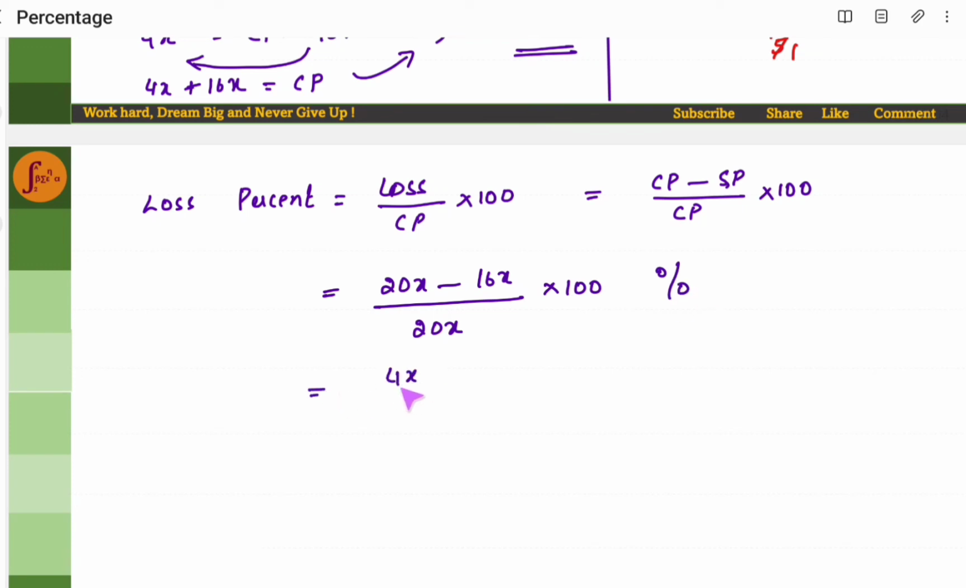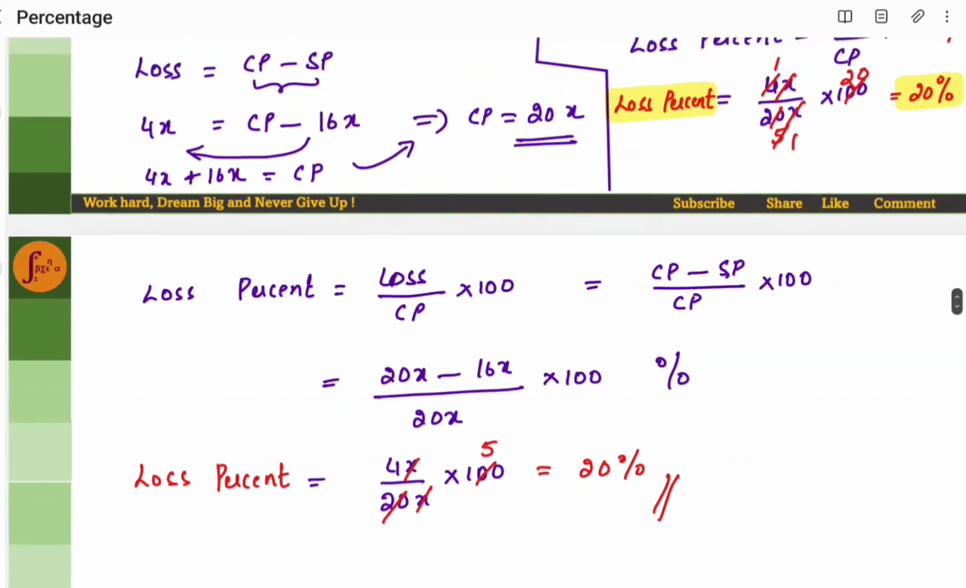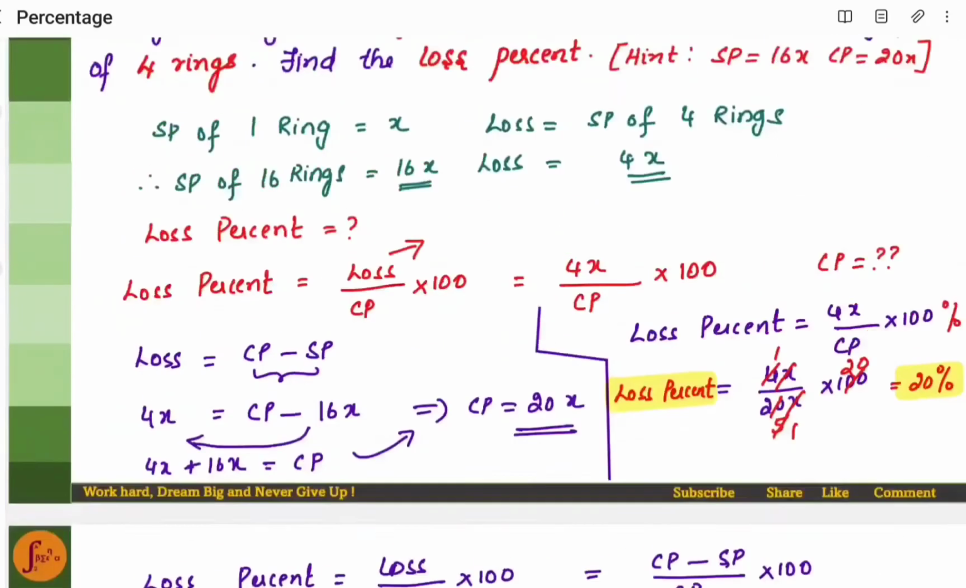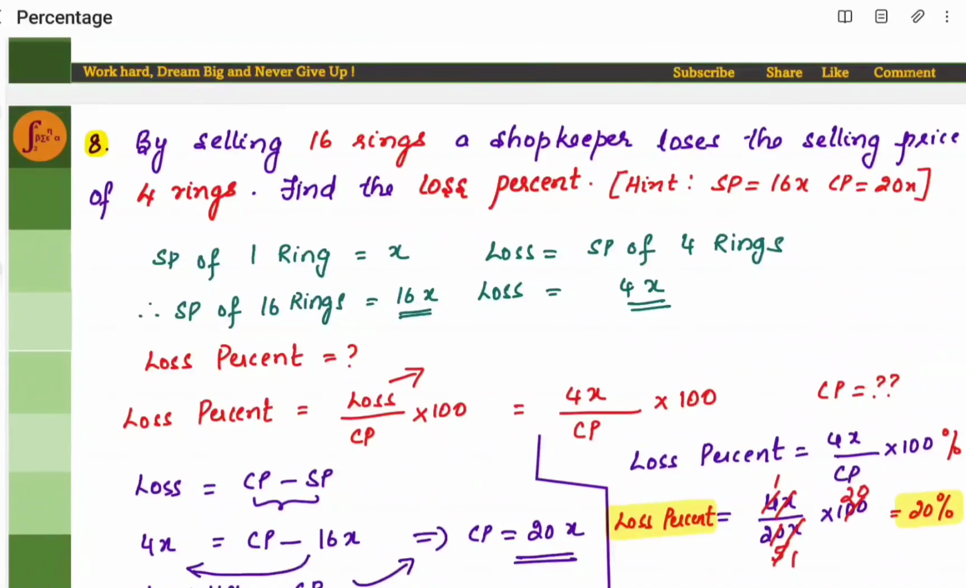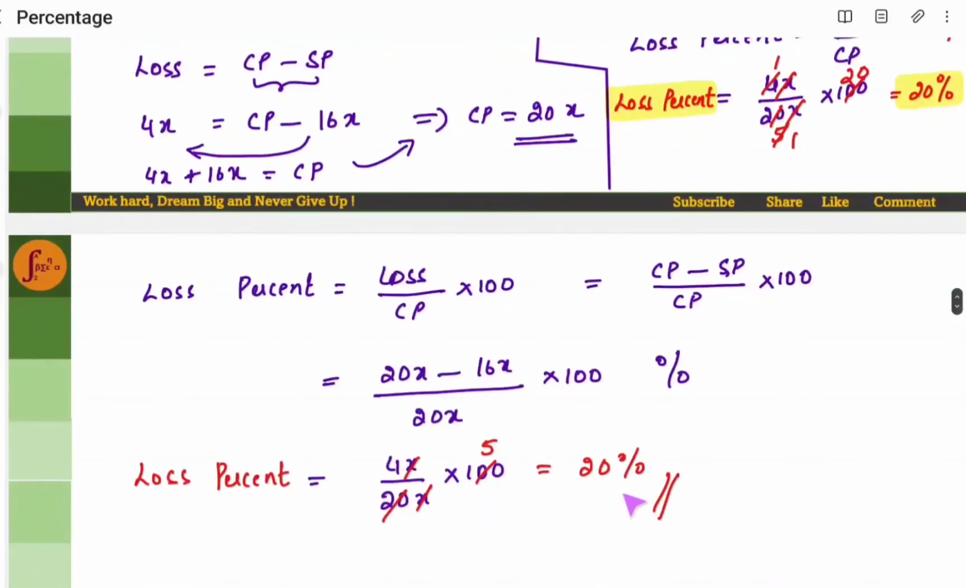So we'll get 4x by 20x into 100. x and x will get cancelled. 1 twenty... 4 into 5 is 20%. So this is loss percent. See, we have used two methods. In both the methods, we have got the same answer, right? We have used the clue directly and substituted and got 20%.